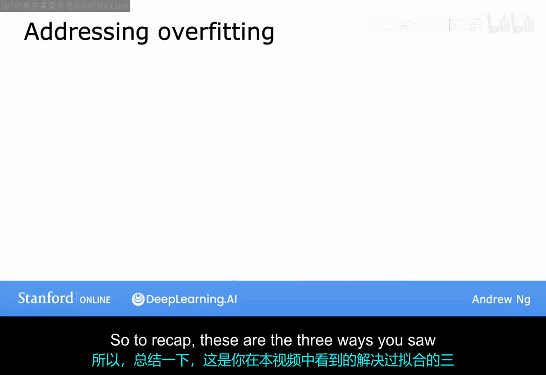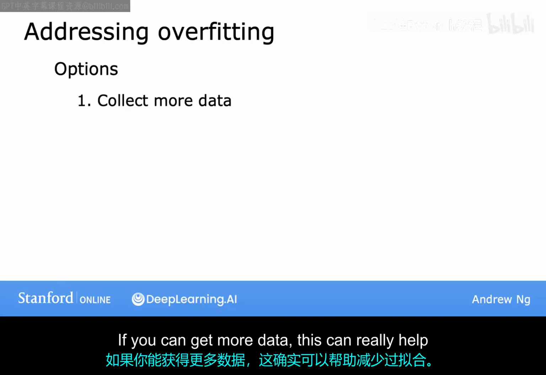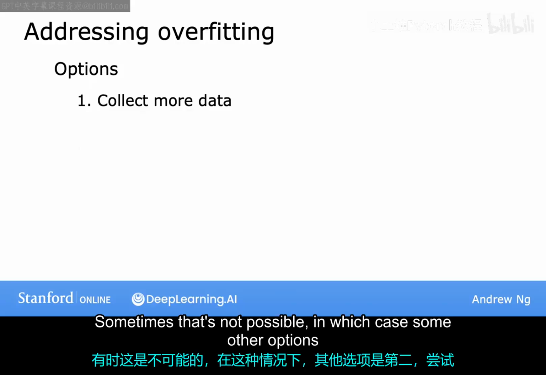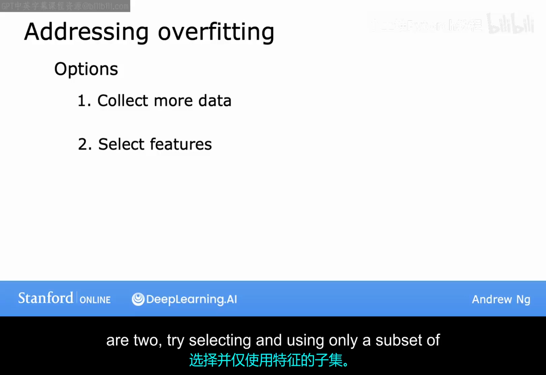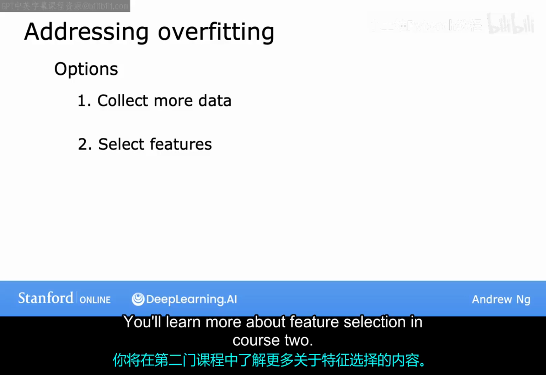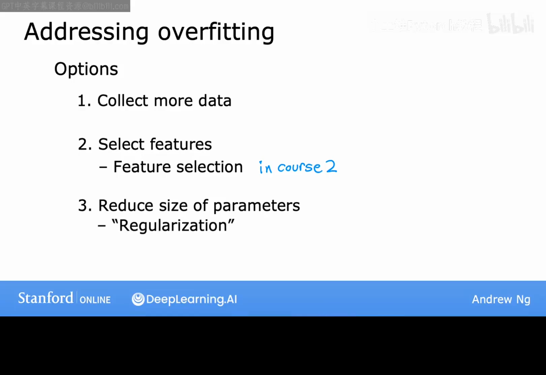So to recap, these are the 3 ways you saw in this video for addressing overfitting. 1. Collect more data. If you can get more data, this can really help reduce overfitting. Sometimes that's not possible, in which case some other options are 2. Try selecting and using only a subset of the features. You'll learn more about feature selection in course 2. 3 would be to reduce the size of the parameters using regularization. This will be the subject of the next video as well.